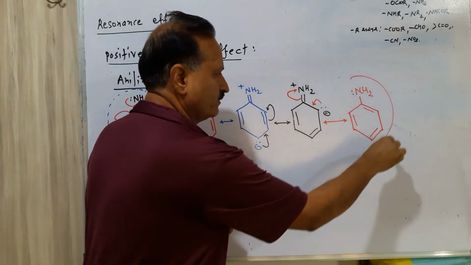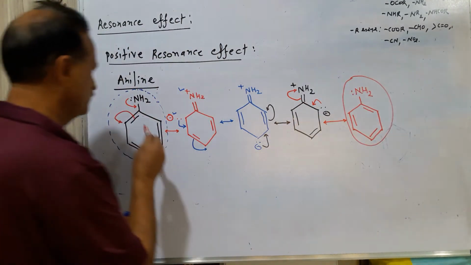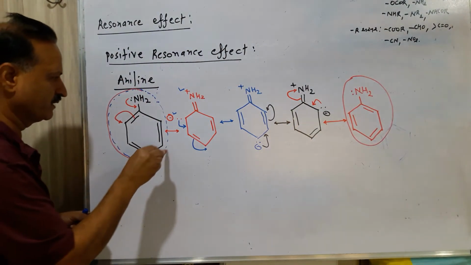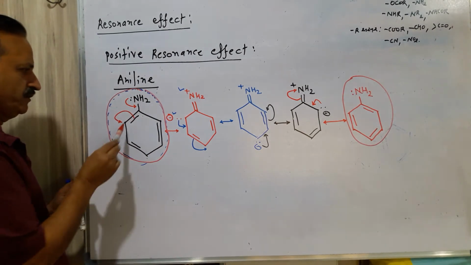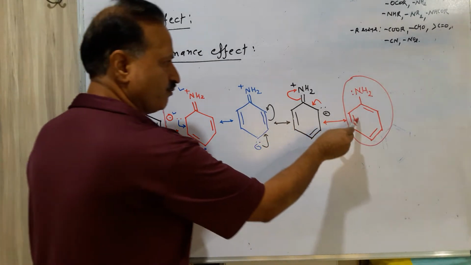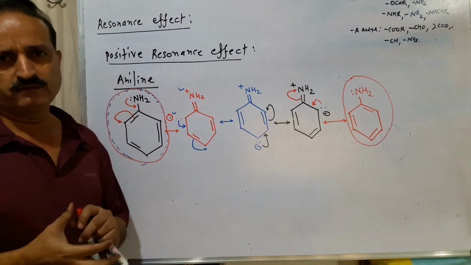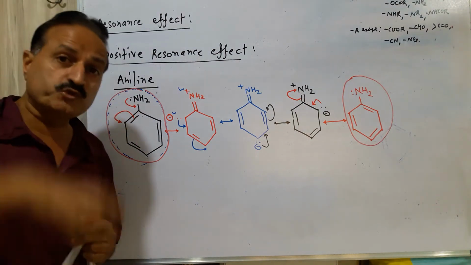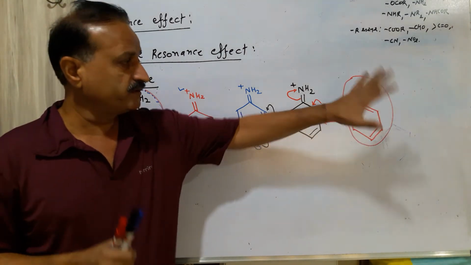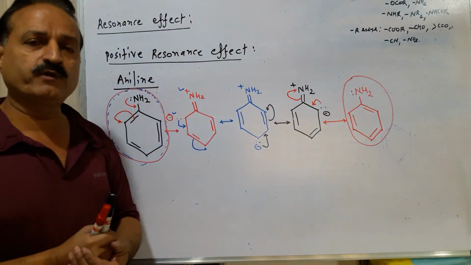Again we have got a neutral structure. This is also a neutral structure. Here the place of the bond is changed because it is rotating, but the system is conjugated, as alternate single bond and double bond are present.